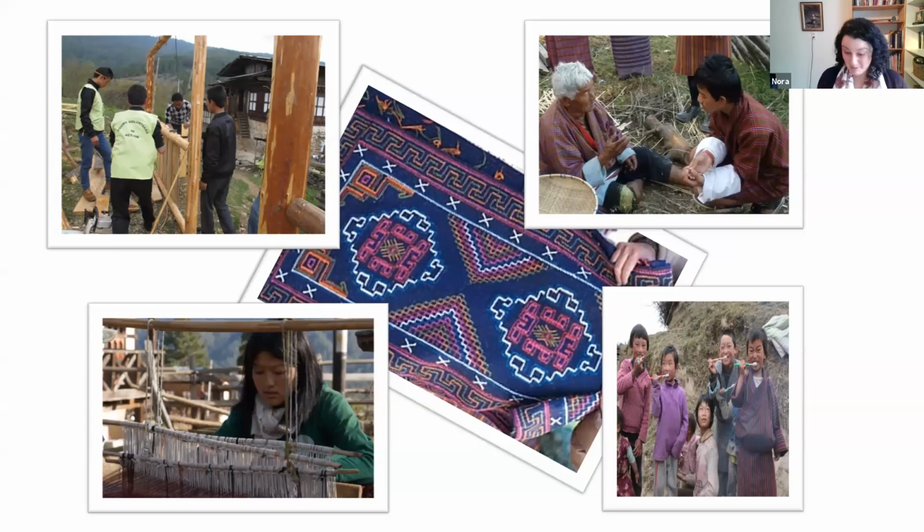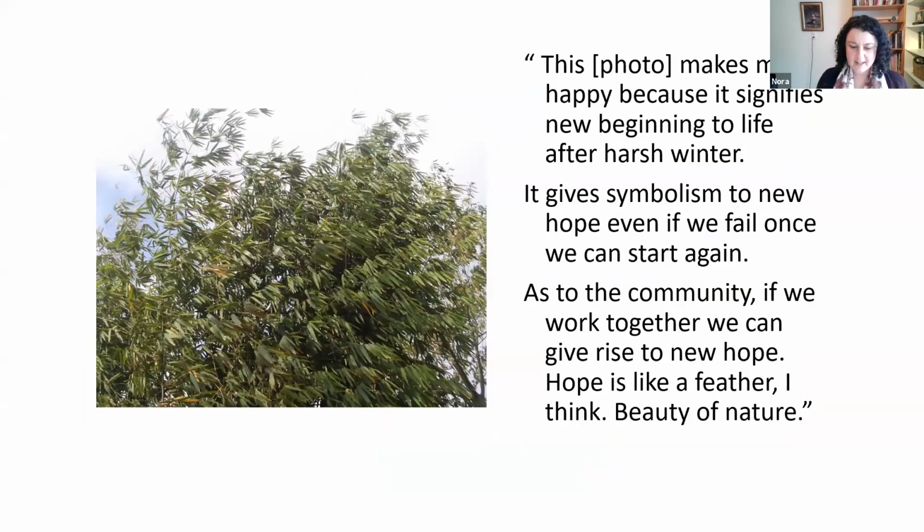So when youth create images, they understand the conversation is going to be driven by them, but also the process encourages them to think about why they want to capture that image. And so you can sometimes see some really poignant symbolism in their images. So here's an example. So the youth said, "This photo makes me happy because it signifies beginning, new beginning to life after harsh winter. It gives symbolism to new hope. Even if we fail once, we can start again. As to the community, if we work together, we can give rise to new hope. Hope is like a feather, I think, beauty of nature."